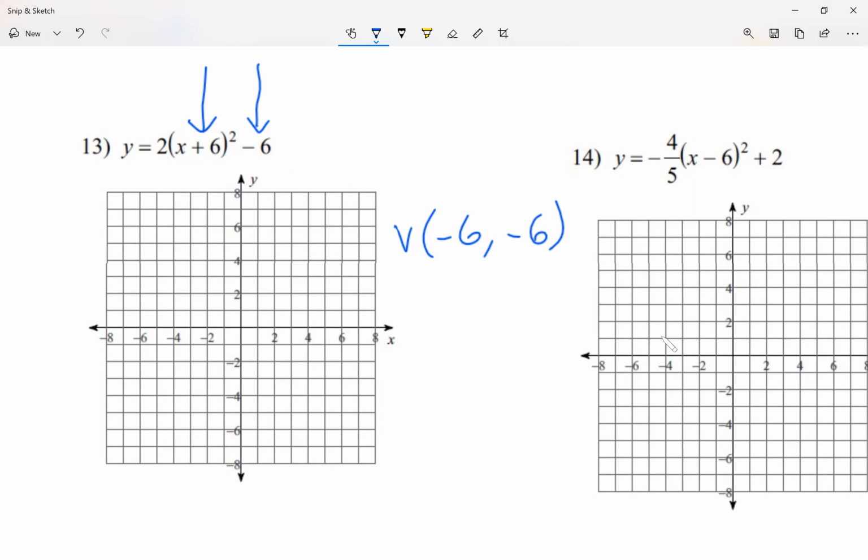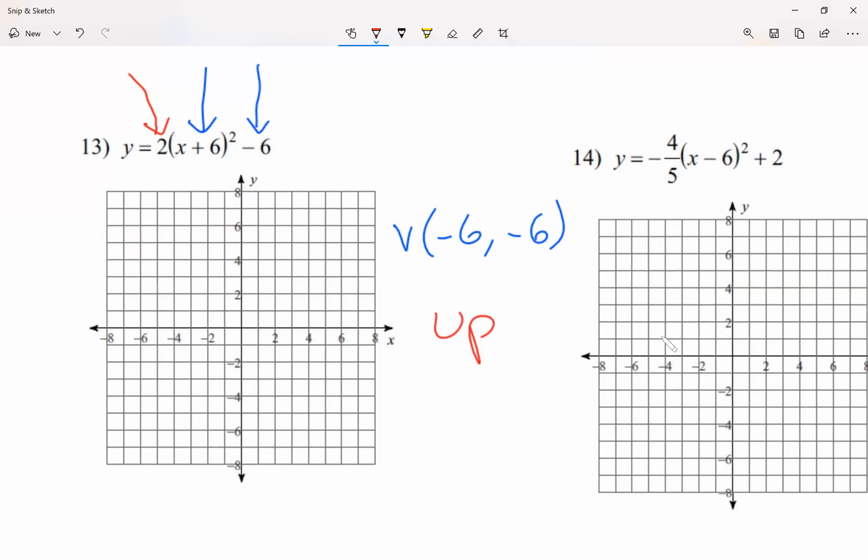My aperture, I'm going to use the sign of this number at the very, very front. Just the sign, right? Positive or negative. Because it is positive, I know this thing opens up. So I have a vertex. Because this thing opens up, that means my vertex is the lowest point on the graph.